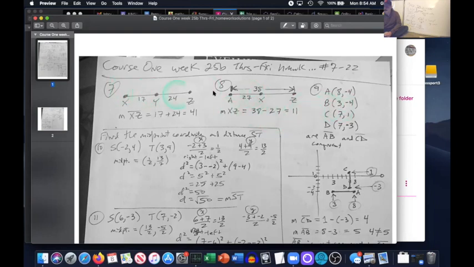Okay, and then, we didn't really go into some of the properties as thoroughly, but if you want to know, you can do number 7 and 8 because of something called the segment addition postulate.